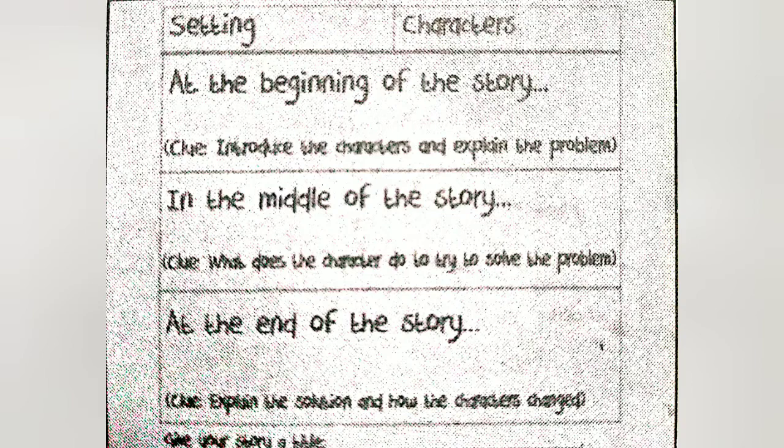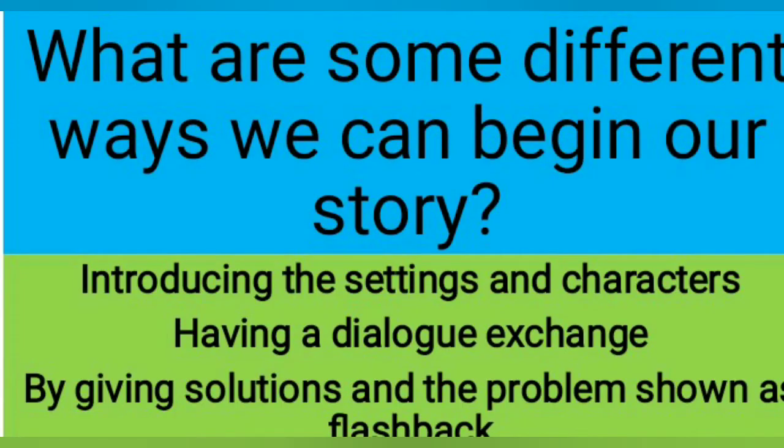A good realistic fiction story has characters that feel and react like real people in real situations. It should have a problem that can happen in the real world and an interesting solution that changes the feelings of the character. What are some different ways we can begin our story? Some ways in which we can begin a story are by introducing the setting and the characters, having a dialogue exchange between the characters, or by giving the solution in the beginning and the problem shown as flashback.